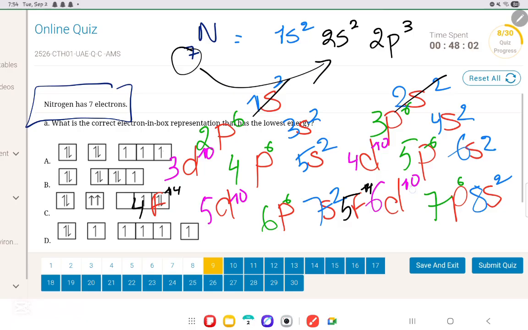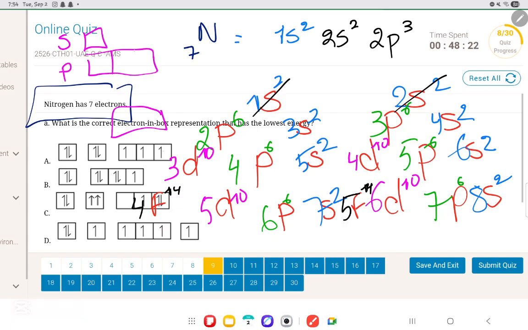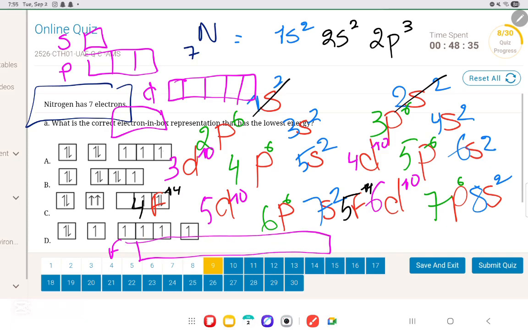Now, is this what they need from us? No, they don't need this from us. What do they need from us? They need the electron in box representation. What does it mean? This means you have to know that for S, how many boxes does it have? It has 1 box. P, how many boxes does it have? It has 1 big box separated into 3. D, how many boxes does it have? It has one really big box separated into 1, 2, 3, 4, and 5. F, how many does it have? It has one really big box separated into how much? Into 7.